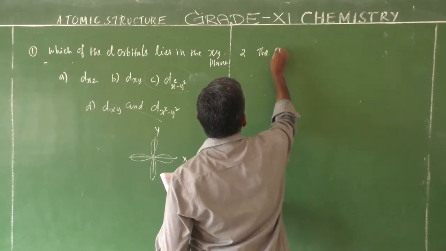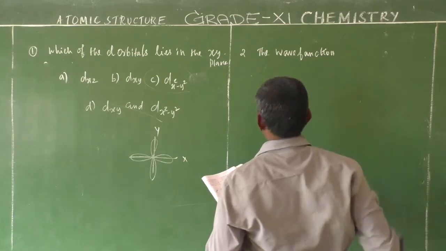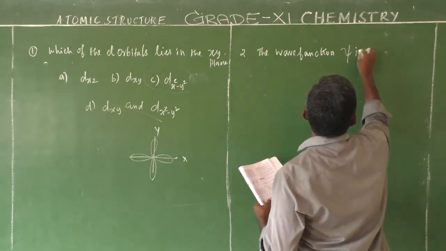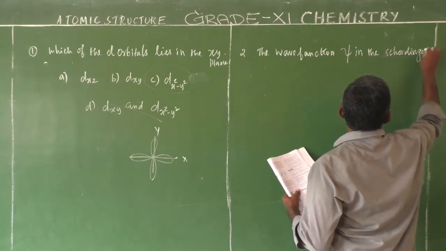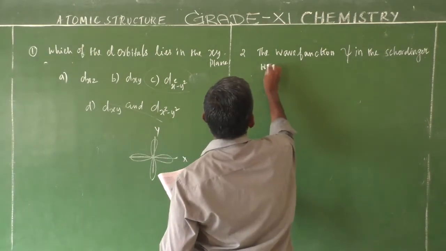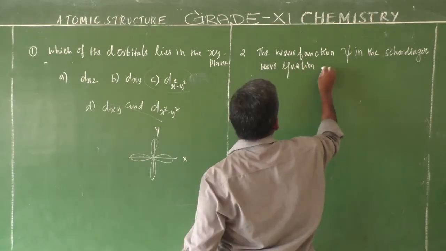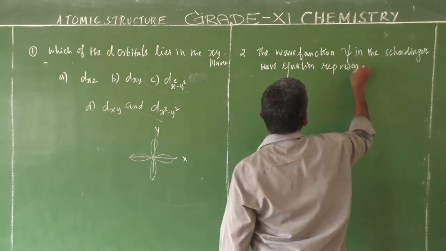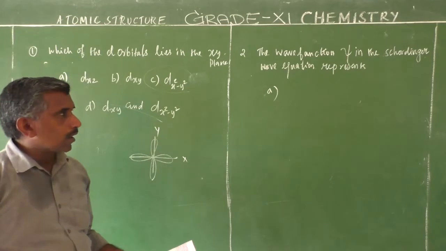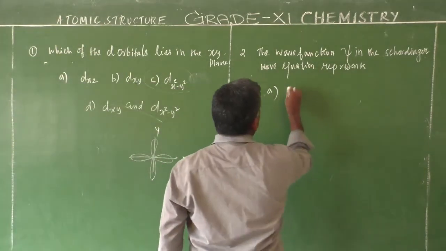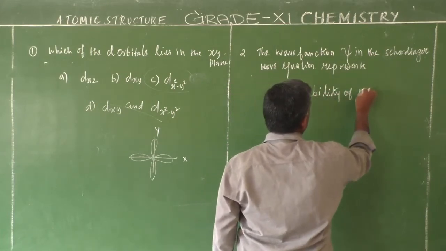The wave function psi in the Schrodinger equation. Schrodinger wave equation. Reference. Here is the reference point and question. Option A, probability of finding the electron. And all these questions are NEET and JEE questions.